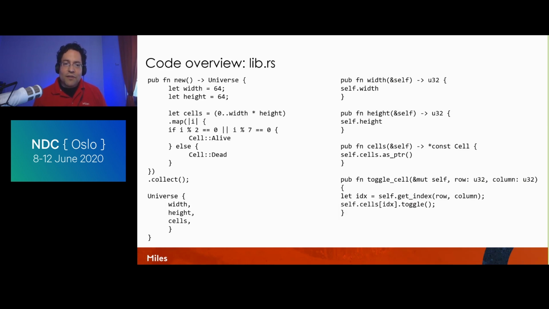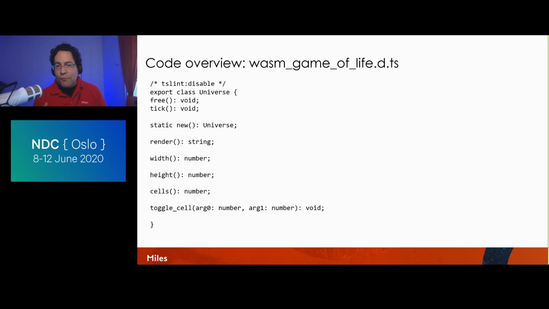Then this is an extract of the actual Rust code that we're using. Here we define the game plan, or the universe. We define the width and the height, and we also define some accessor functions for the width and the height, and we also define a function here in order to be able to toggle our cell. This is our TypeScript file where we define what kind of functions exist and what we can call from the outside world. You can see here that we can call our width and height, and we can call the number of cells, and we can also call our toggle cell function.